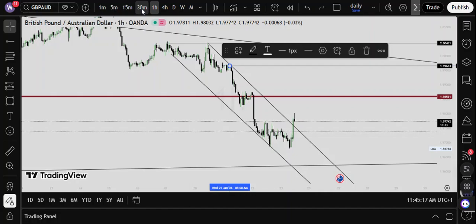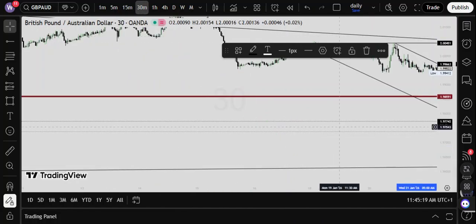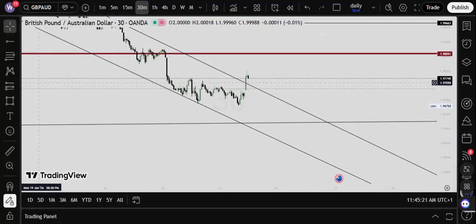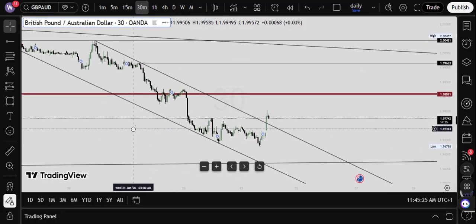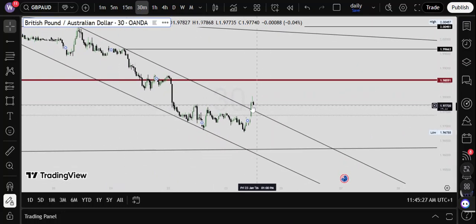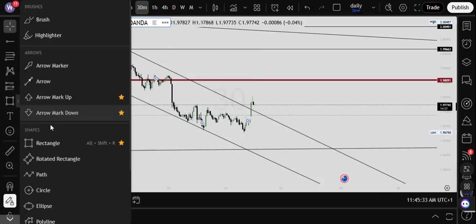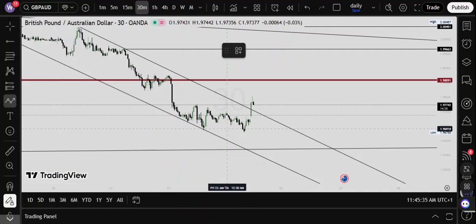Now, right, so let's go down to the 30-minute time frame. On the 30-minute time frame, you can see the channel moving very strongly, and you can see we have a clean breakout. Now, when we have a retest to this line, we expect price to what? Push to the support line.